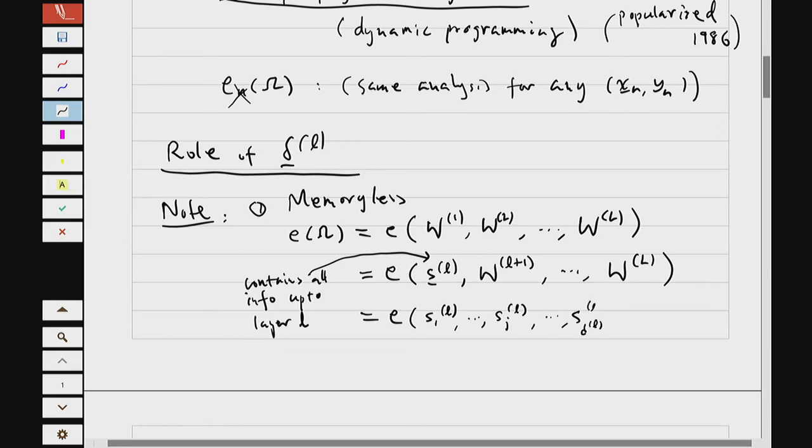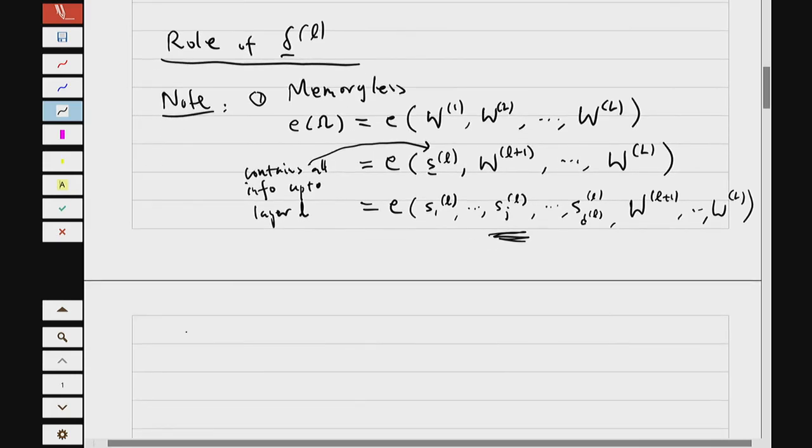Yeah. And then layer L. Yeah, and then the rest is L plus 1. WL, yeah? Okay, so we can rewrite the error function in this form when we get to layer L, yeah? So now let's focus on one of these guys, Sj, see what it looks like, okay?